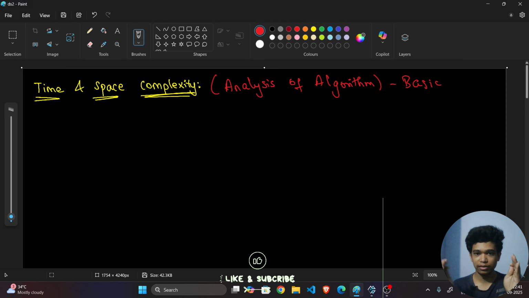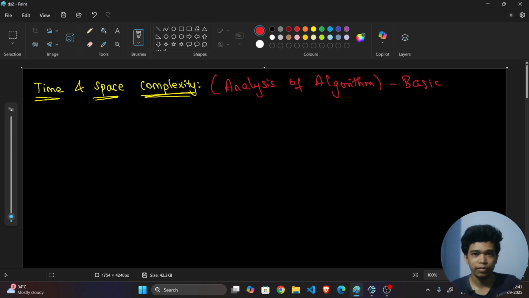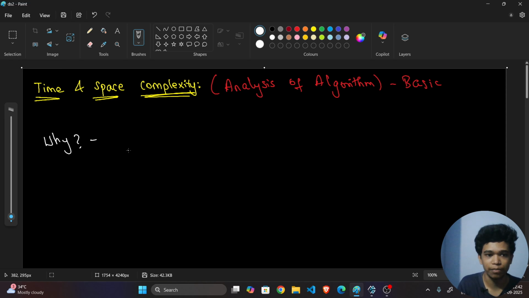So what is meant by analysis of algorithm, and why do we need it? In every process, we need some analysis, right? What is an algorithm? It is a step-by-step procedure, a process in other terms. So we always analyze our process. First, why do we need analysis of algorithms? To compare all the algorithms and choose the best among them.